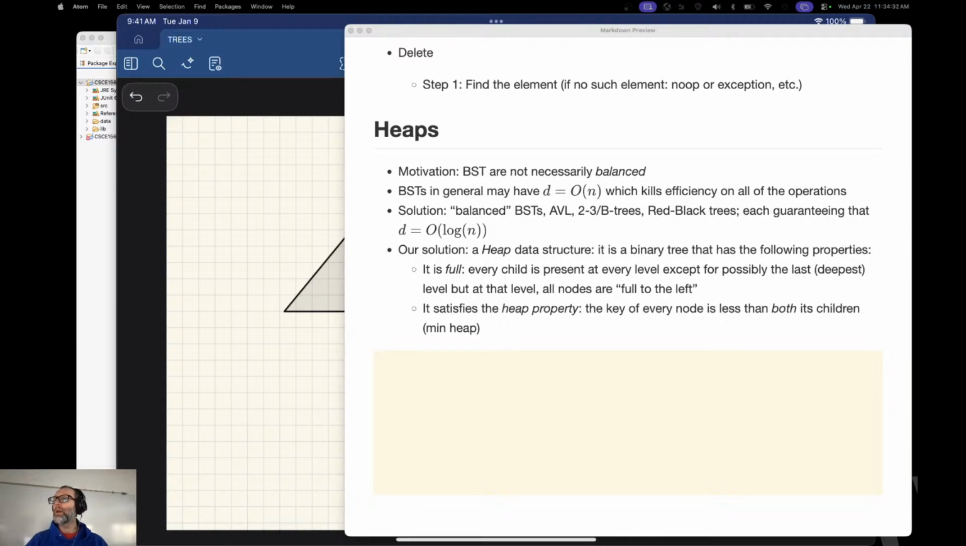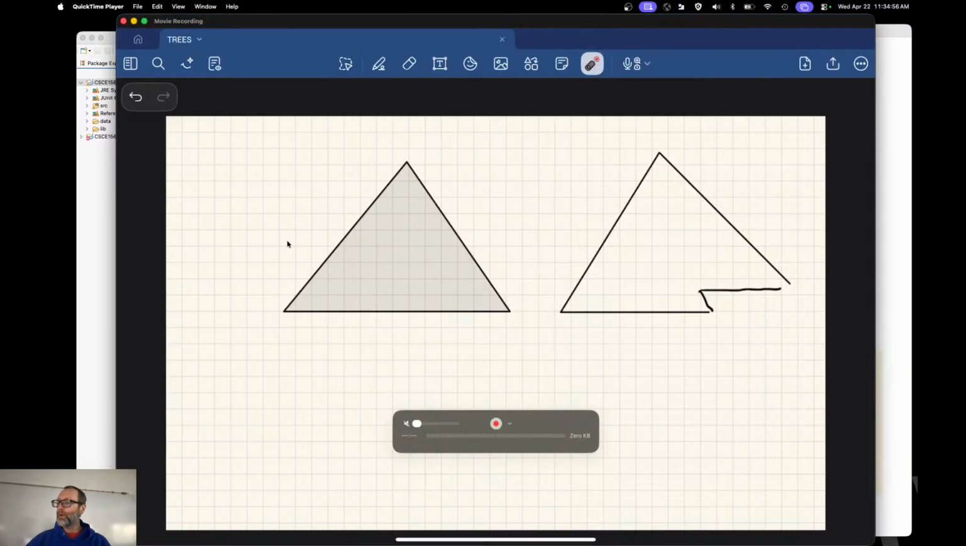The key of every node is less than both of its children. This is what we call a min heap. You could go with a max heap and then just flip this definition. But in practice, you're going to be programming this stuff with comparators, and you'll only have one implementation. We'll call that the min heap. And then if you want to flip it, just change your comparator so that the comparator is reversed instead. So what does the heap property mean?